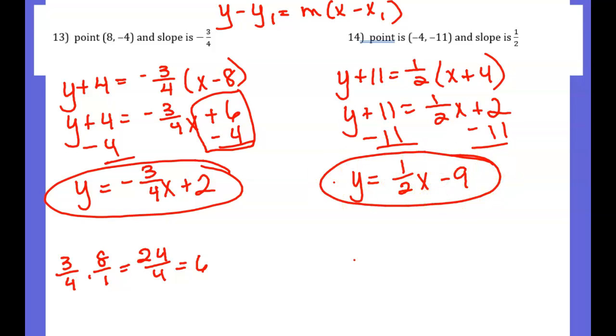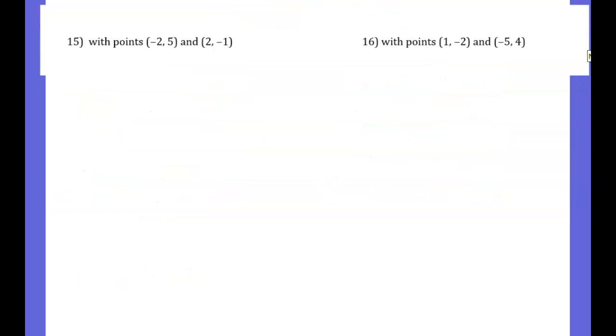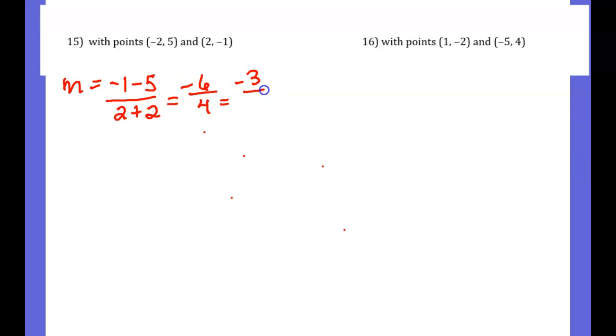There's my equation. The last two examples are probably the trickiest, in that they're giving you 2 points, and we don't have a point that's the y-intercept. So we start by getting the slope. By now you should be pretty good at getting the slope. Negative 1 minus 5 divided by 2 plus 2. Again, when I subtract a negative, it becomes positive. This is negative 6/4, which is negative 3/2.